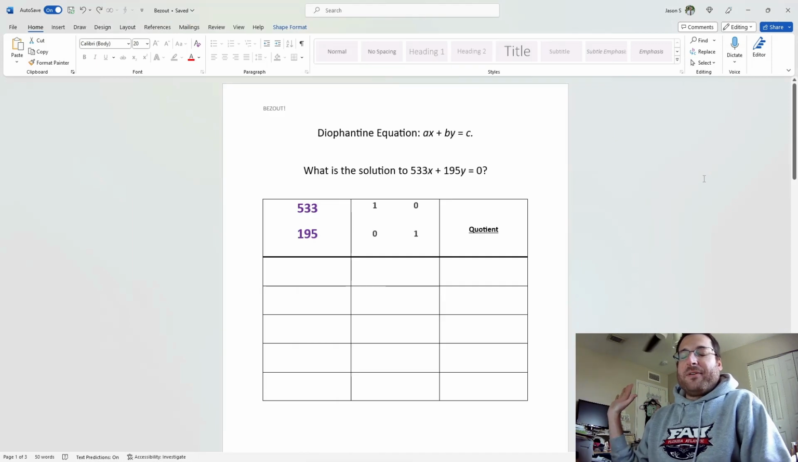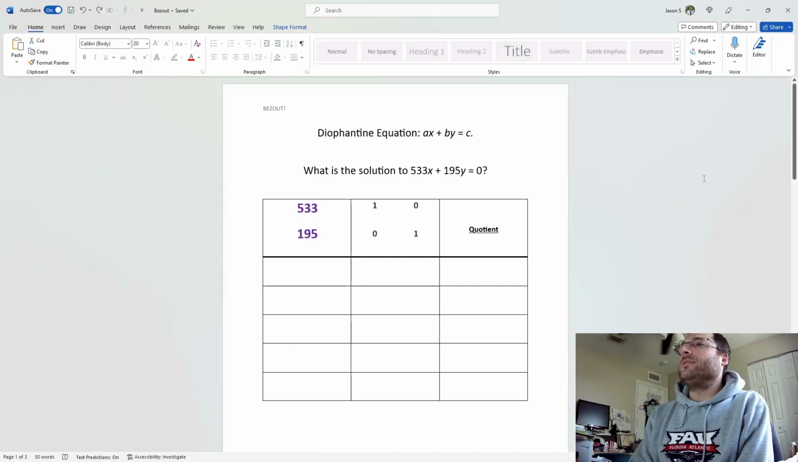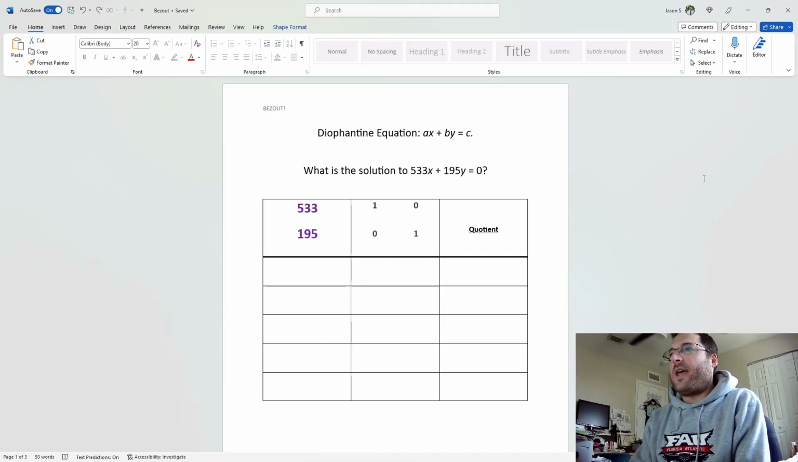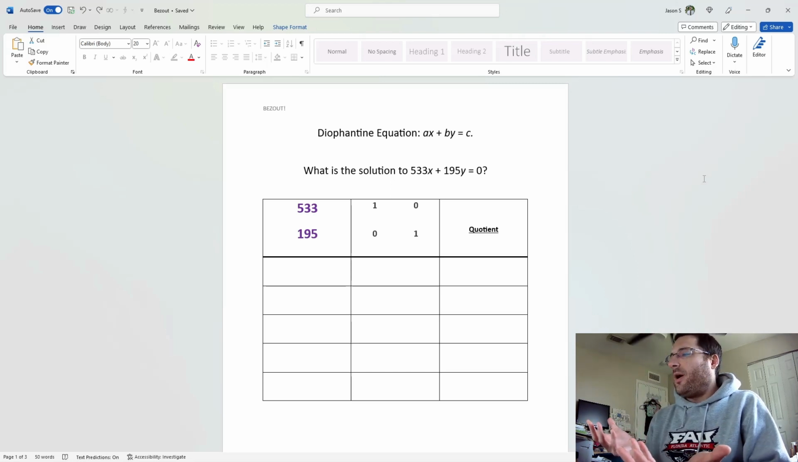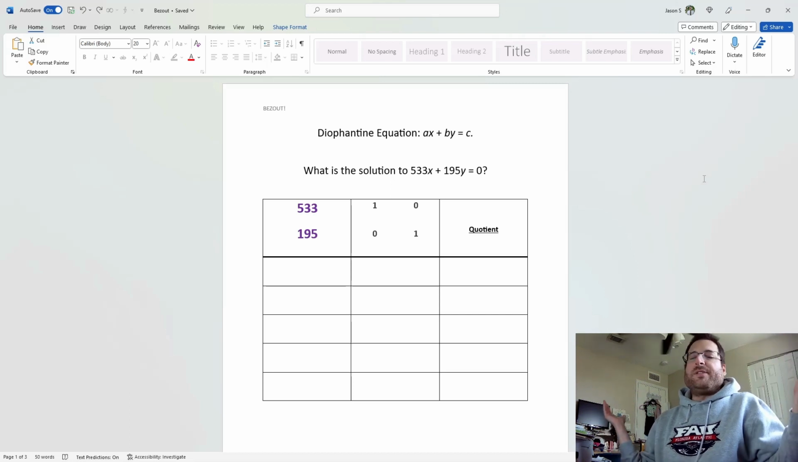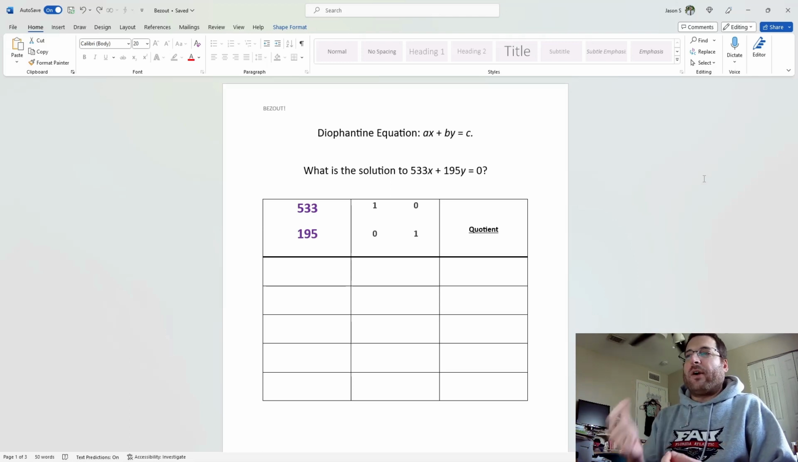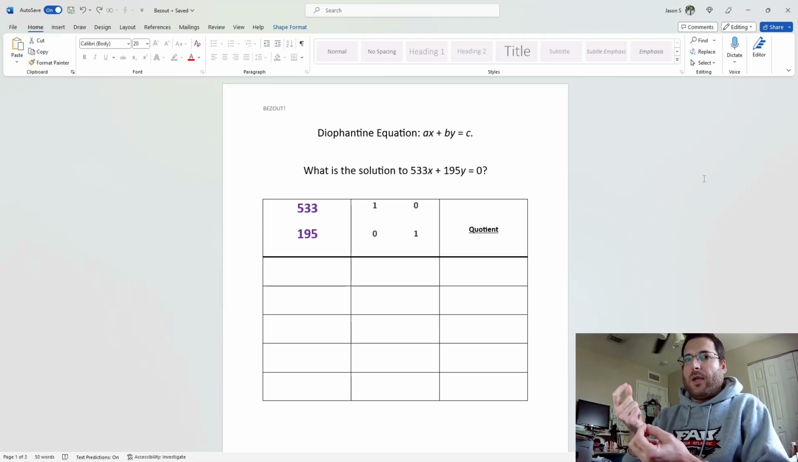My fellow math adventurers, as you can tell from the introduction, today we're going to be talking about Diophantine equations, how to solve them using Bezout's identity, and how all of that can be encapsulated into continued fractions, right? So what is a Diophantine equation? Diophantine equations are any in which there are more variables than equations.